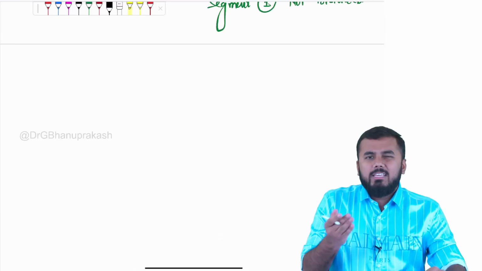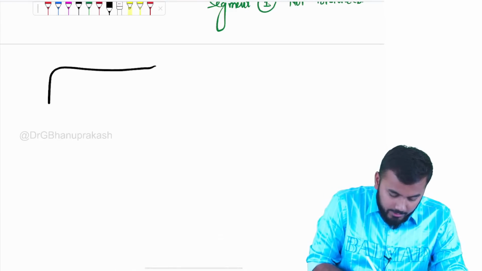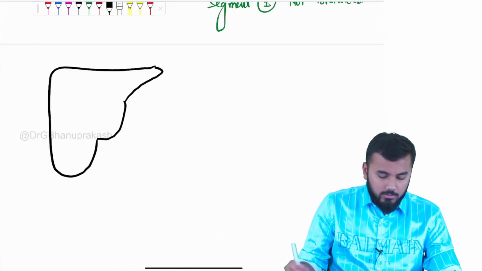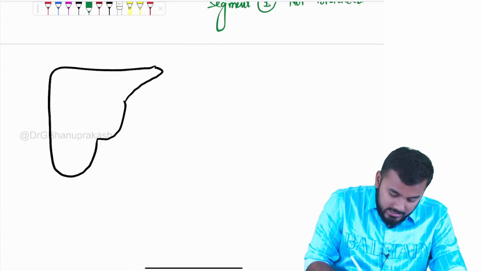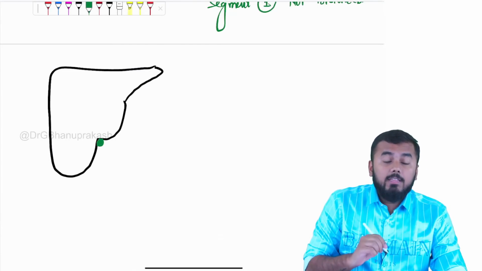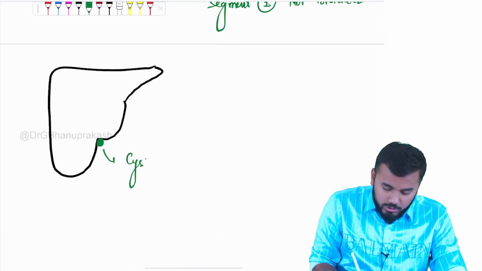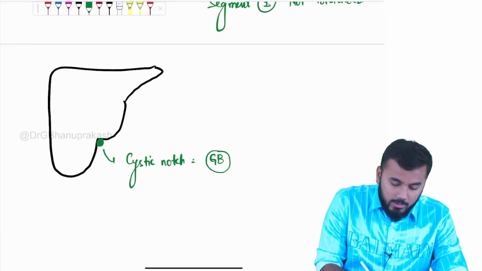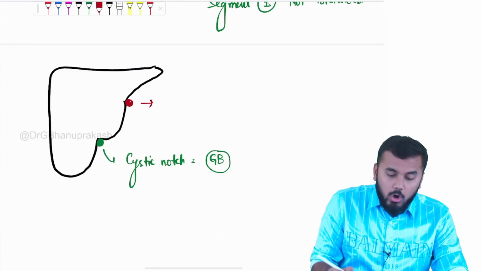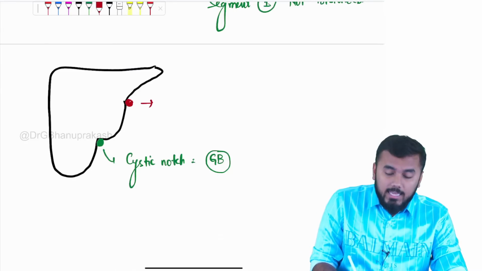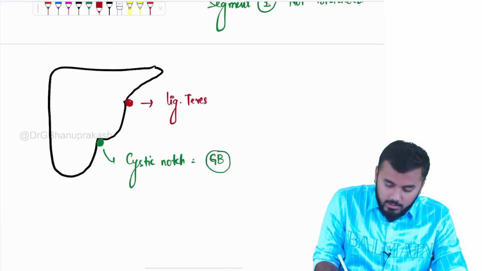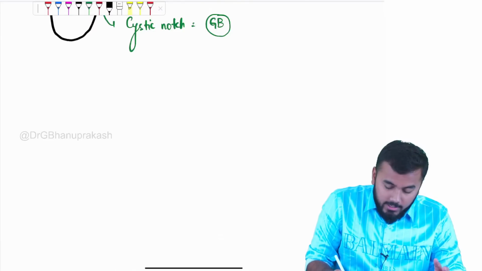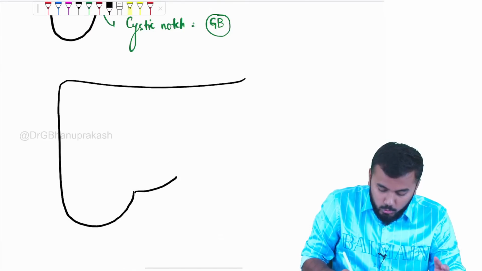Now let us enter into little more easy things. If you look at the liver, actually this is how the liver looks. Now what are these two depressions which you have drawn? This depression is the place where the gallbladder is located. So this is called the cystic notch, because your gallbladder is located here. Then what about this one? This is your notch for the ligamentum teres. This is the place where the ligamentum teres is located. Ligamentum teres notch.